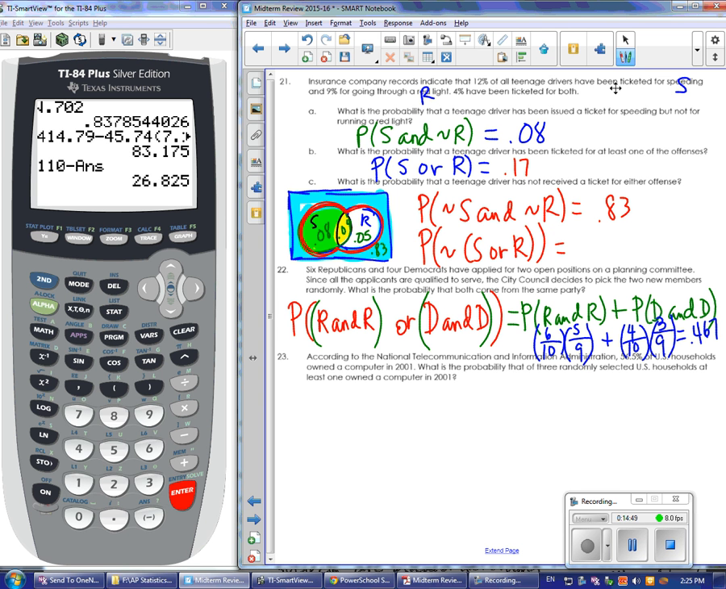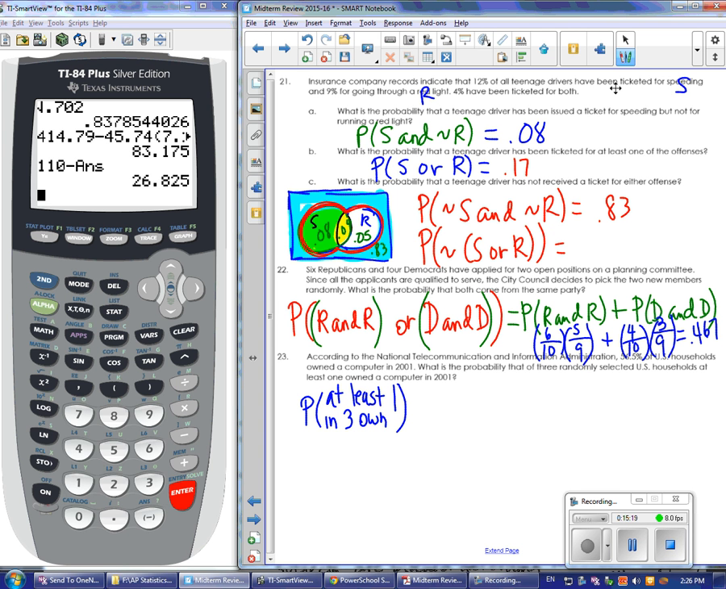And number 23, it says according to the National Telecommunication and Information Administration, 56.5% of U.S. households owned a computer in 2001. What's the probability that of 3 randomly selected U.S. households, at least 1 owned a computer in 2001? All right, so again, we're looking at the probability of at least 1 in 3 owned.